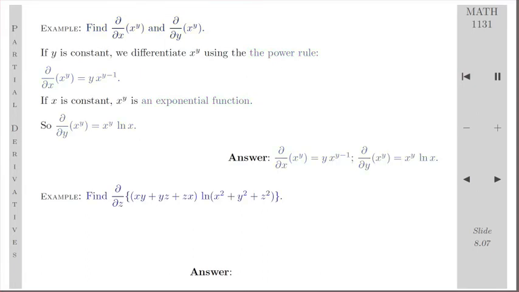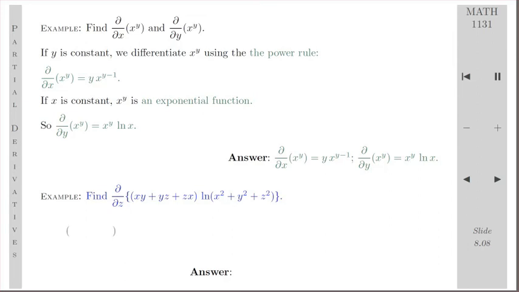For our fourth example, we are going to do a function that involves logarithms. This time I have three variables. If I'm differentiating with respect to z, I pretend all other variables are constant. So I treat x and y as if they are constant when I do this calculation. The function is a product. The first factor is xy plus yz plus zx. The second factor is ln of x squared plus y squared plus z squared. Since I have a product, I have to use the product rule.